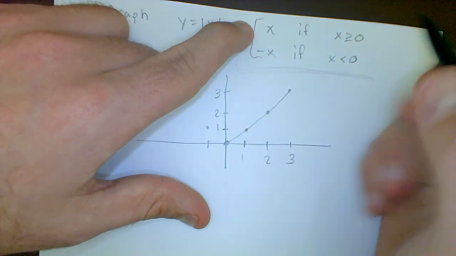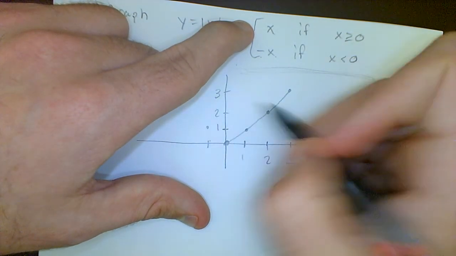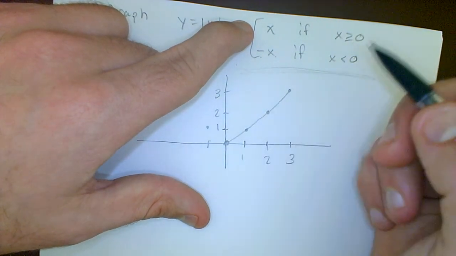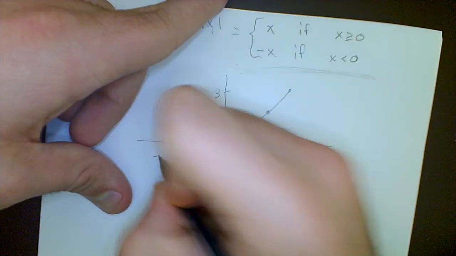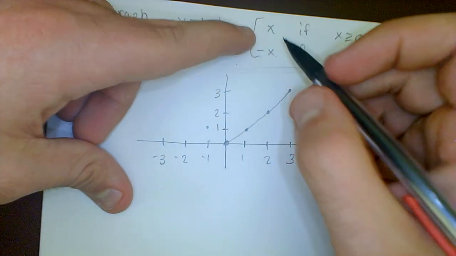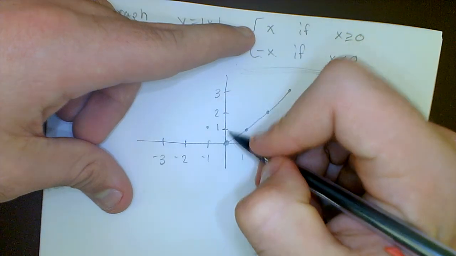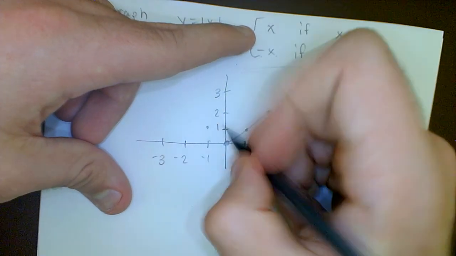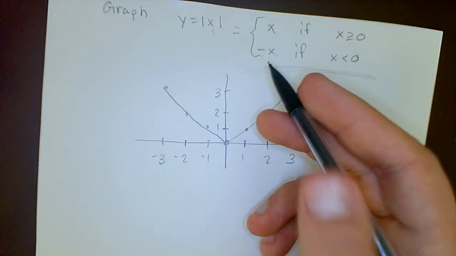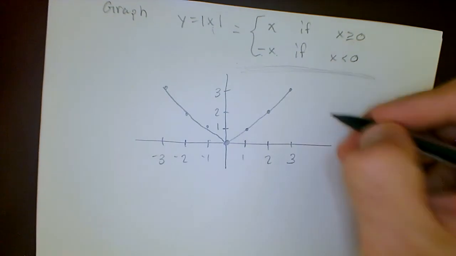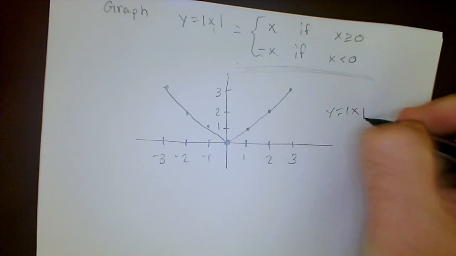So right, it's just up 1 over 1, up 1 over 1, up 1 over 1, and y-intercept of 0. So on the other side, though, it's a slope of negative 1, so we go up 1 to the left 1, up 1 to the left 1, with a y-intercept of 0. So that's how you graph y equals the absolute value of x.